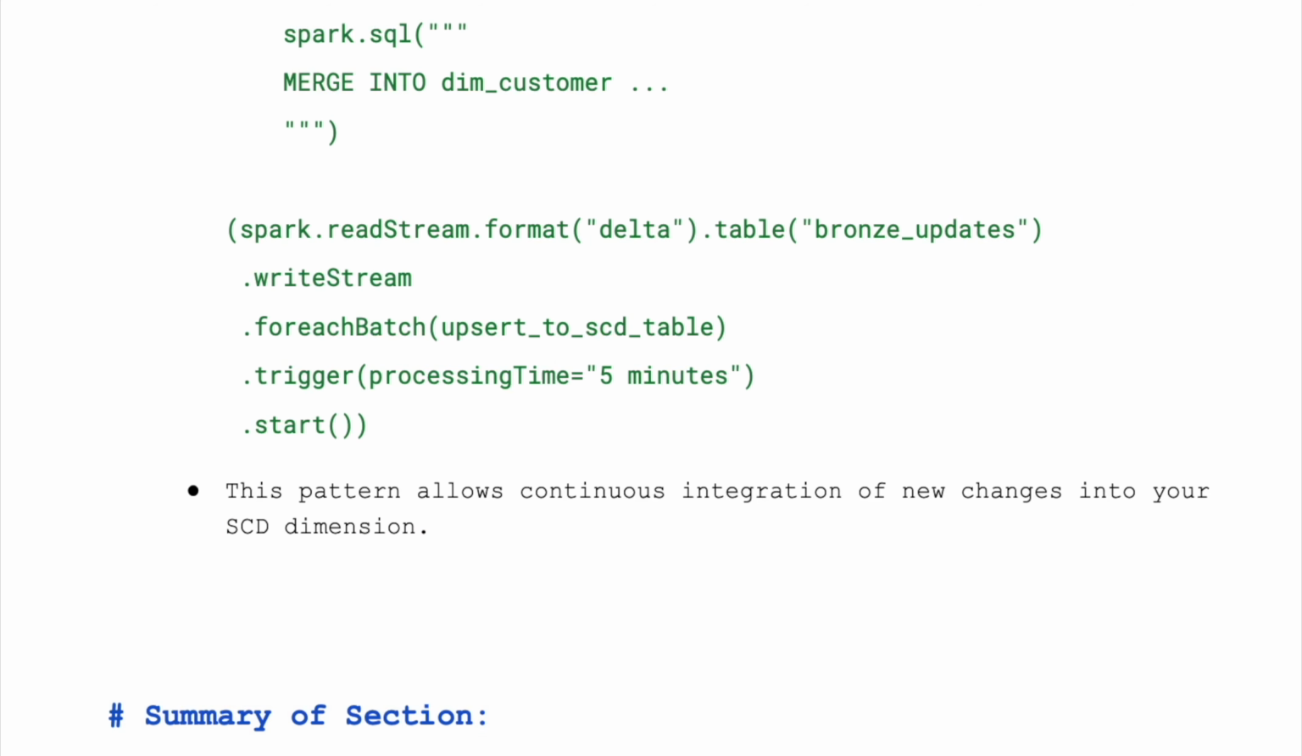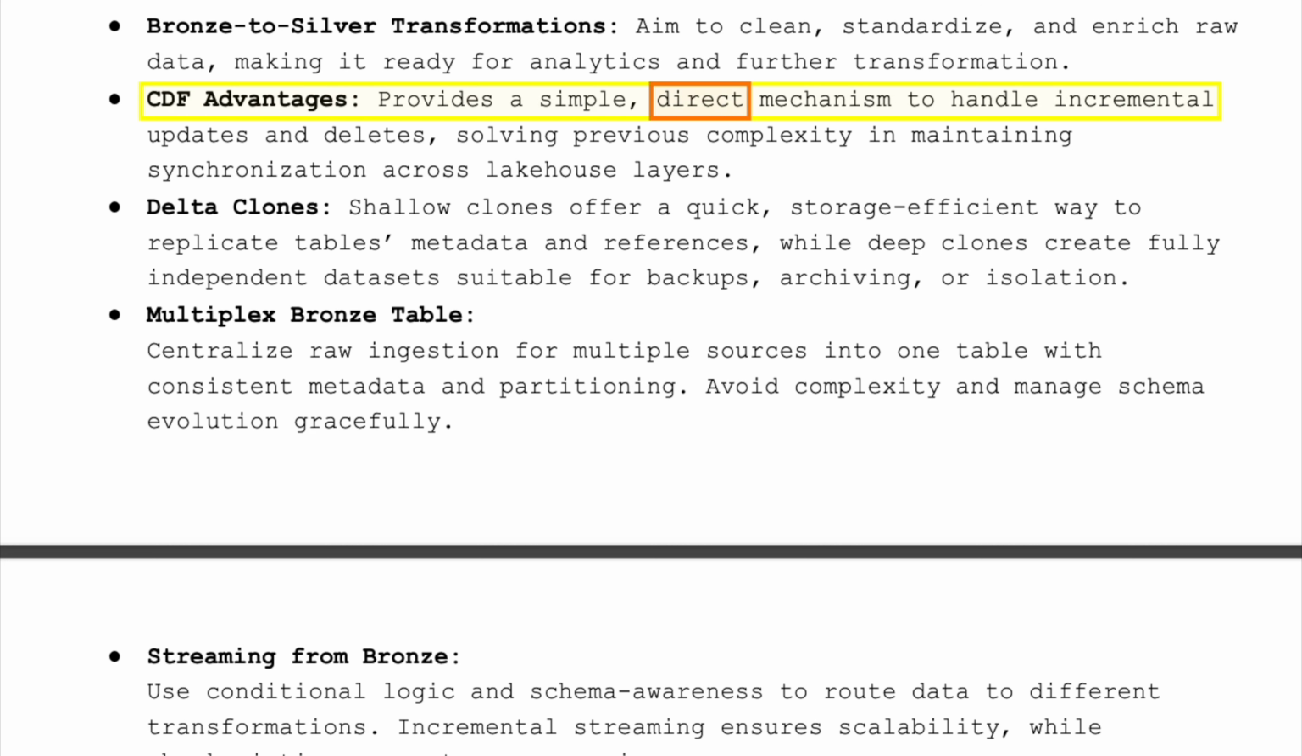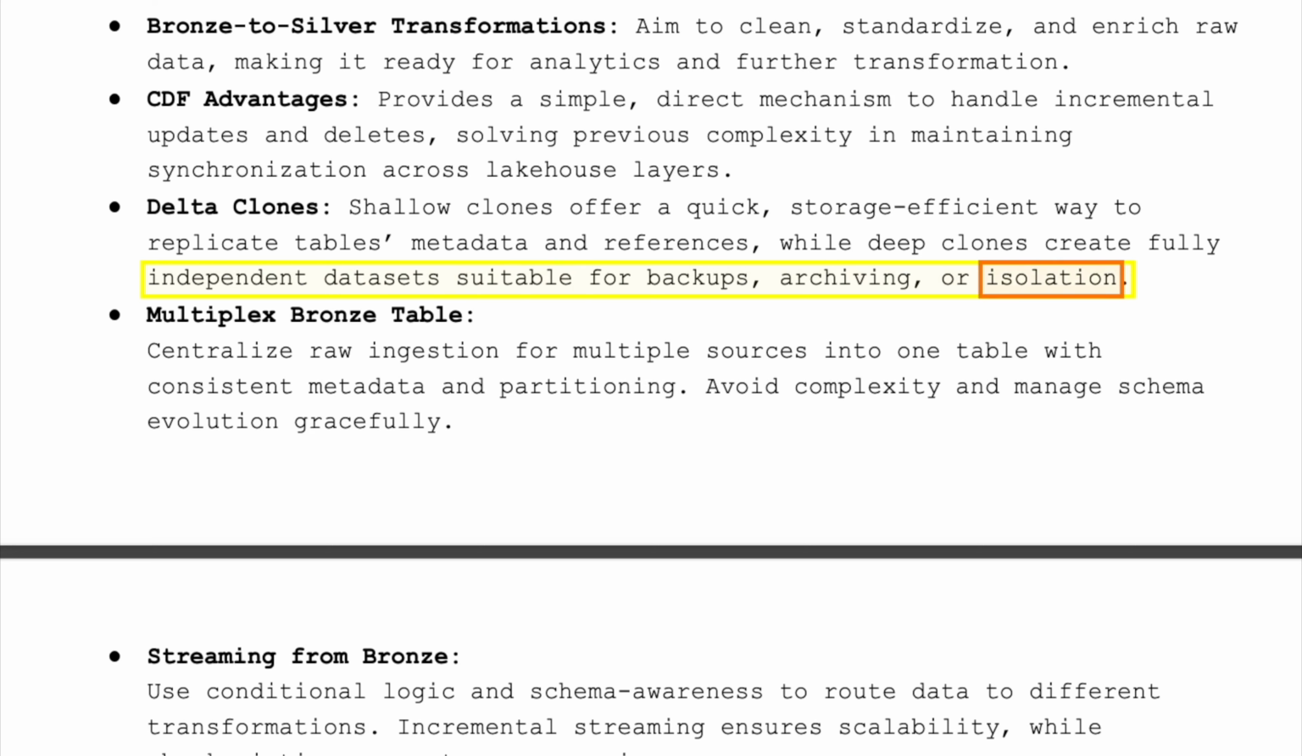Summary of section: bronze to silver transformations aim to clean, standardize, and enrich raw data, making it ready for analytics and further transformation. CDF advantages: provides a simple, direct mechanism to handle incremental updates and deletes, solving previous complexity and maintaining synchronization across lakehouse layers. Delta clones: shallow clones offer a quick, storage-efficient way to replicate tables' metadata and references, while deep clones create fully independent datasets suitable for backups, archiving, or isolation.